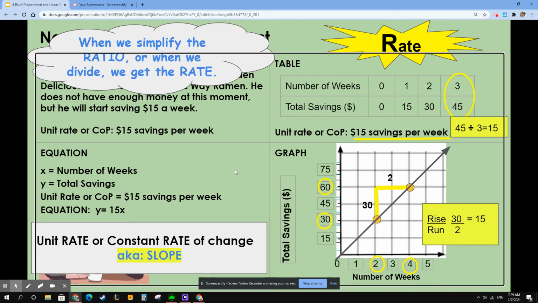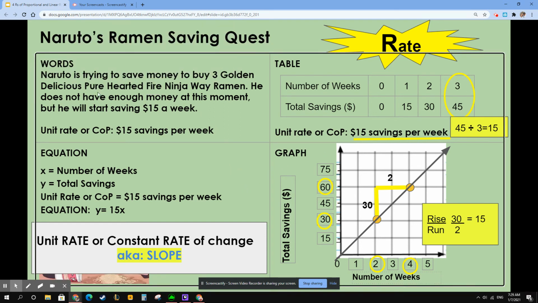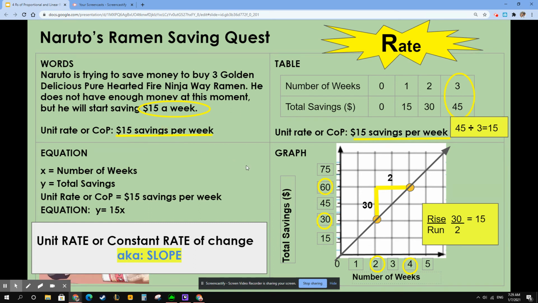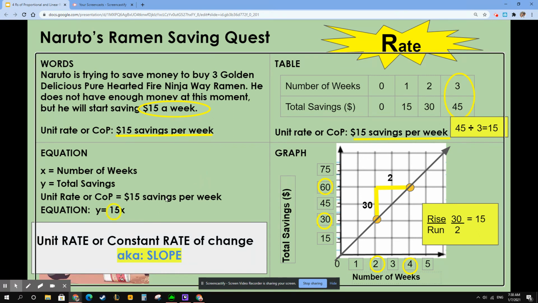From a situation or from the words, it's usually given to you, and you don't have to do calculations like in the table or the graph. You can just read the situation and you will usually find it. It's $15 a week, so that means the rate is $15 savings per week. From an equation, it's also pretty straightforward. You just look for the number that's attached to the x. That is your unit rate or constant rate of change or the slope. You can just say $15 savings per week is the unit rate.